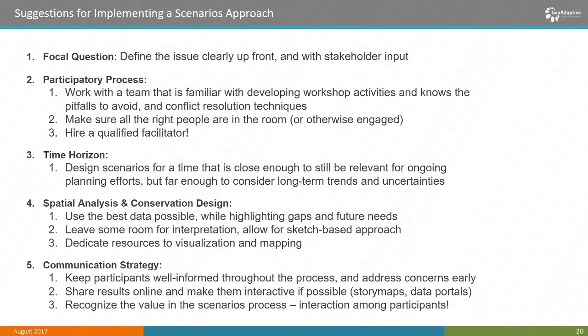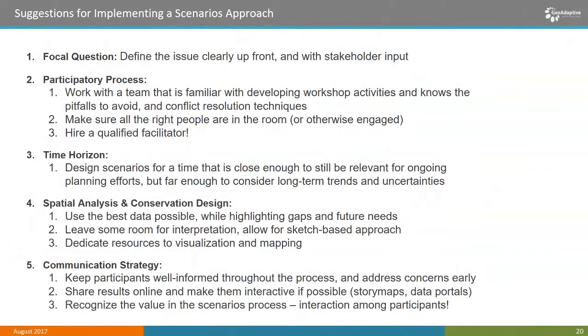Finally, dedicating resources to visualization and mapping. You can talk all day, but as you know, a picture's worth a thousand words, and if you have a map that people can easily understand and interpret, it's really critical to getting across the implications of these different scenarios and facilitating a discussion as well.